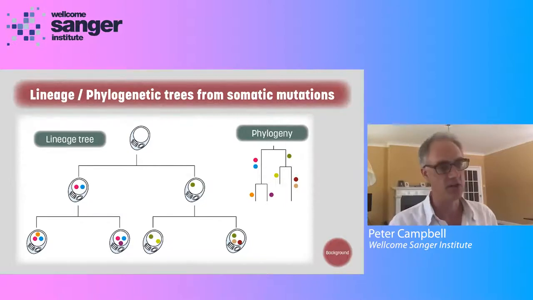And we can use the patterns of sharing in mutations between different cells to work out what the lineage relationships of those trees are. So if each of these colored dots is a mutation, then we can look at the pattern of sharing. For example, this dark green mutation is shared by these two daughter cells, and that means that those two daughter cells shared a common ancestor. And from that, we can build up these kind of family trees that show the relationships amongst the cells that we've sequenced.